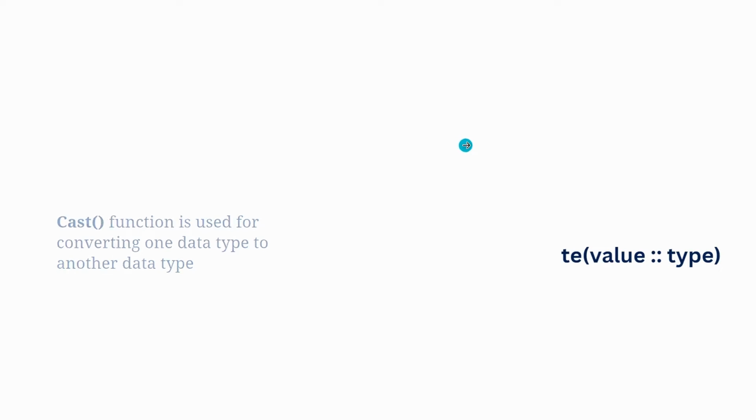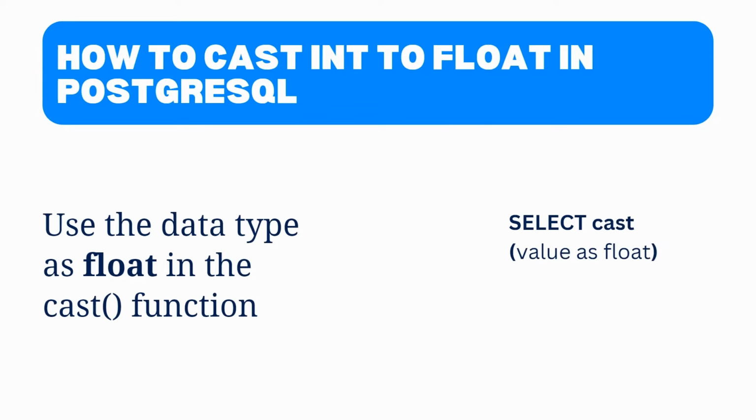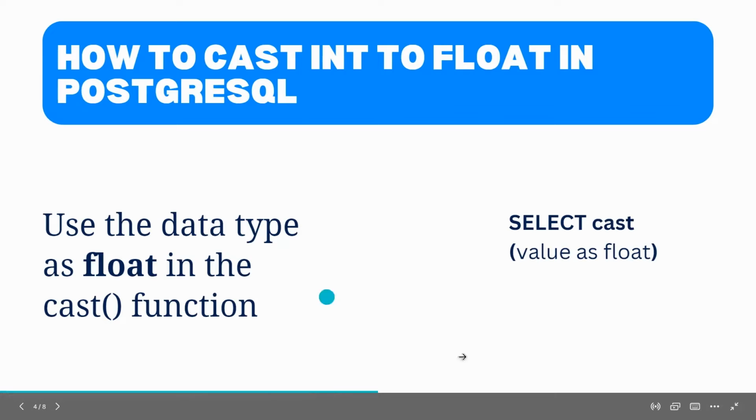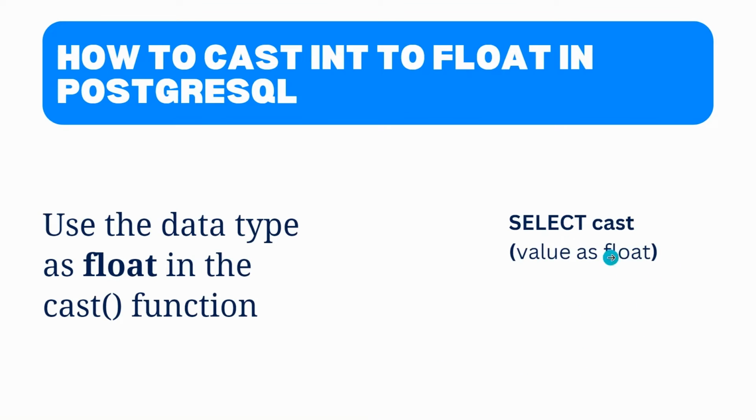Now move to the next topic, how to cast int to float in PostgreSQL. So to cast int to float, within a cast function we use the data type as float, you can see here, and the value can be any whole number integer value that we want to convert into float. Let's see with an example.